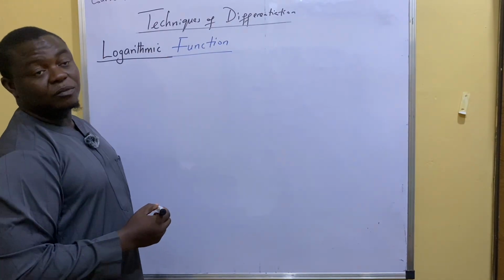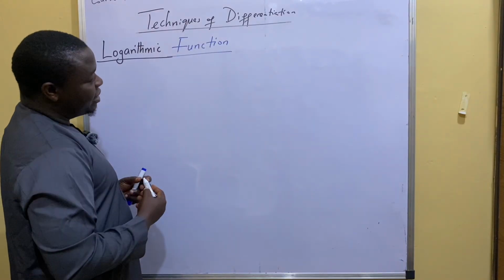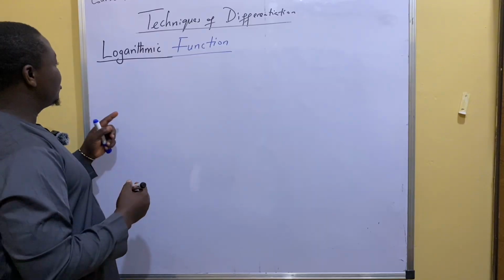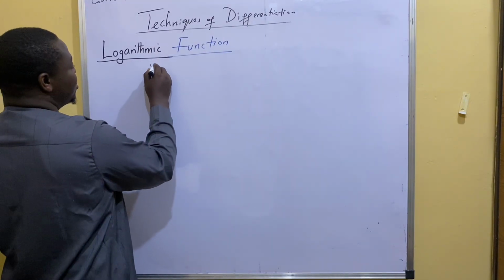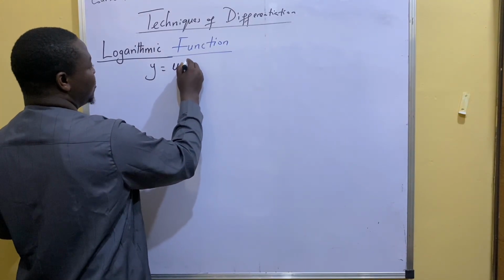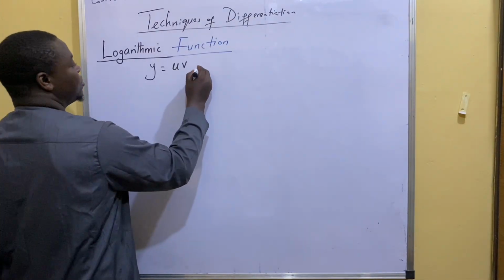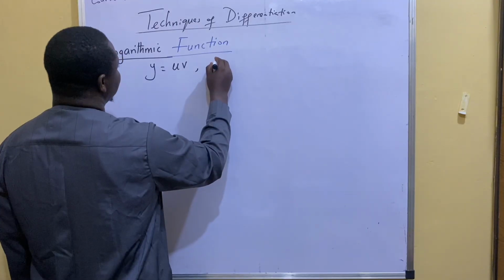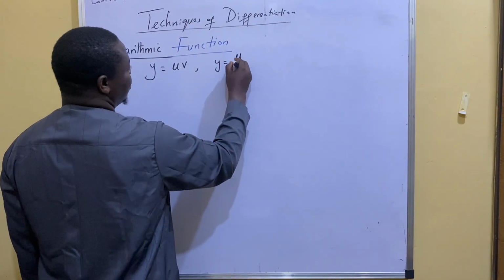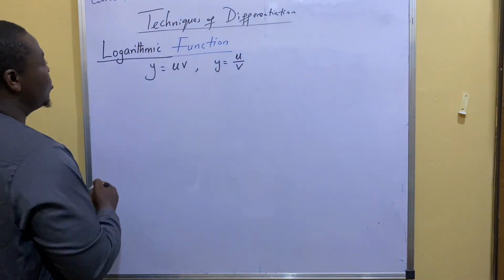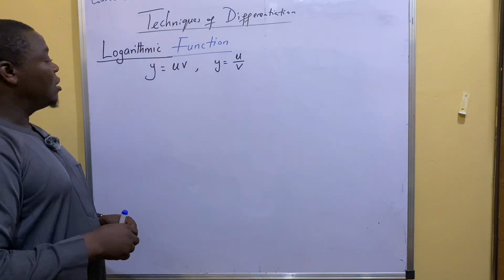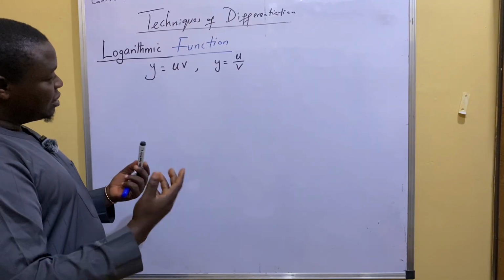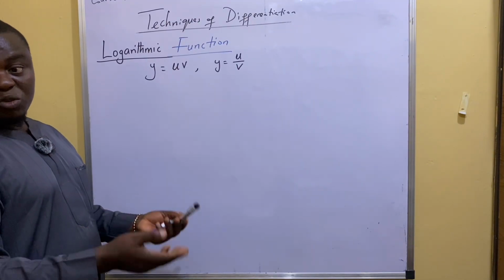Logarithmic function. How do we apply these methods to differentiation? Recall that the product rule is applied to a function y that is equal to the product of just two functions. Also, the quotient rule is applied to a function y, which is the quotient of two functions. So what if we have the product of more than two functions, or we have the product as well as the quotient of more than two functions?